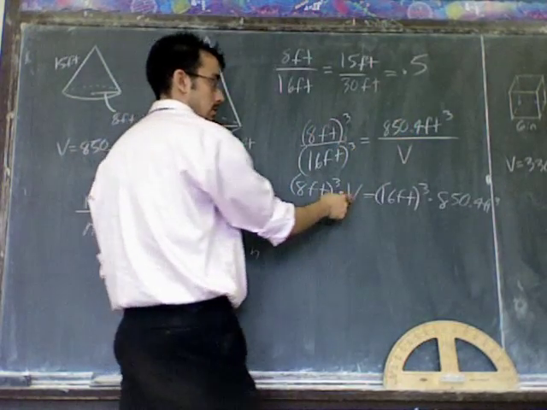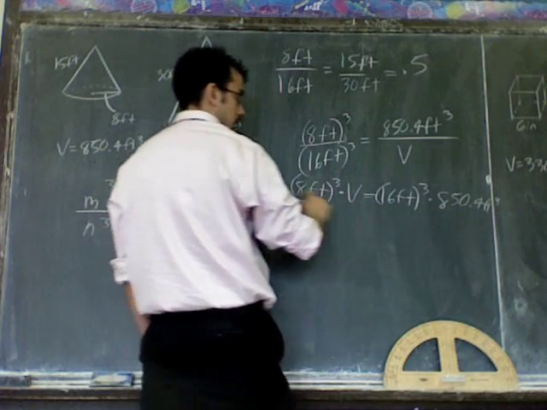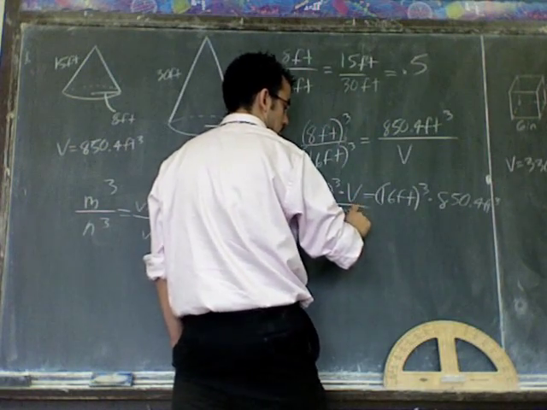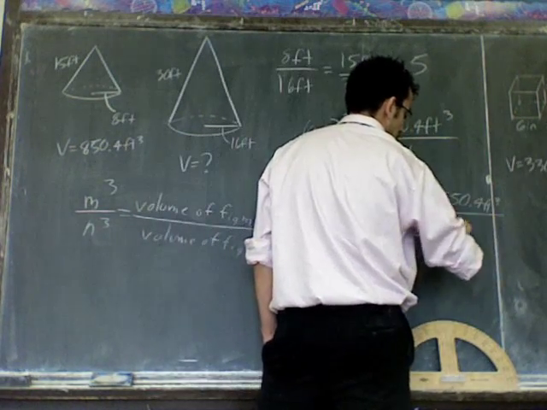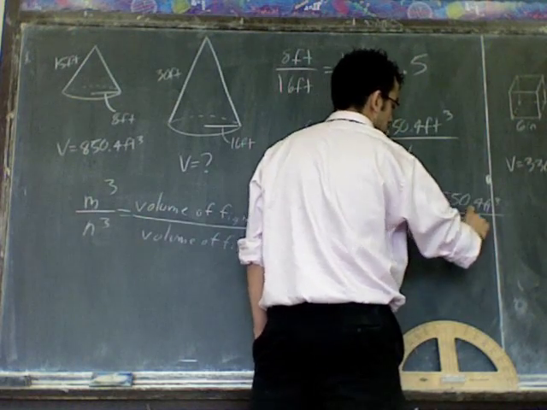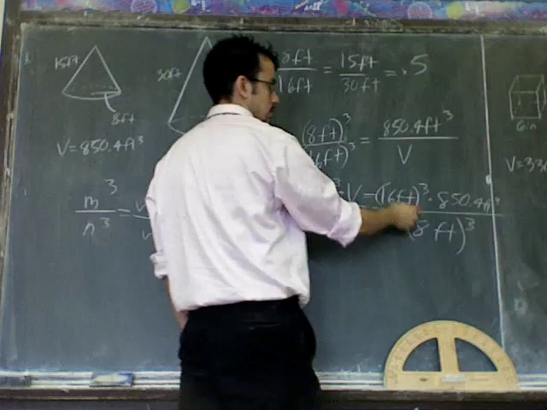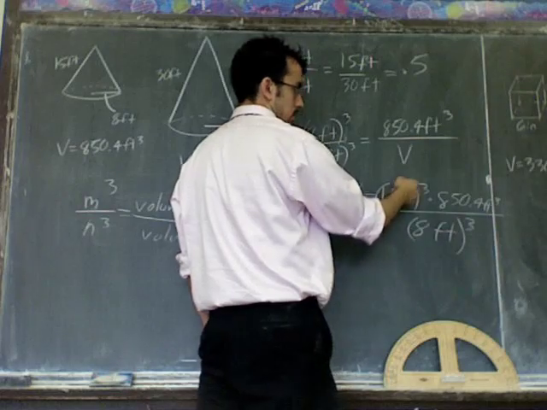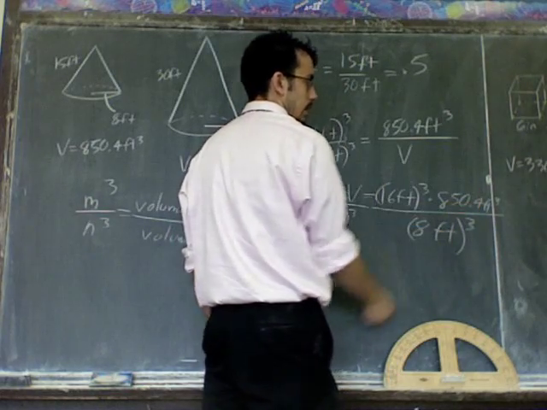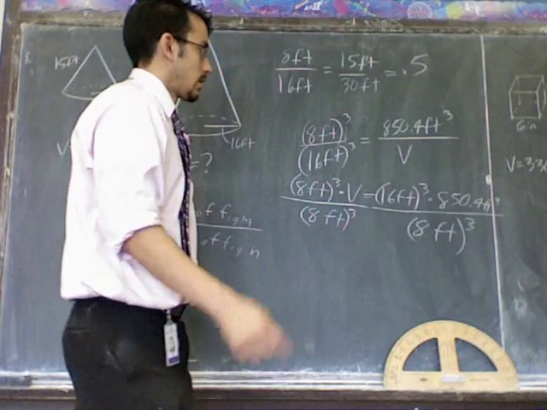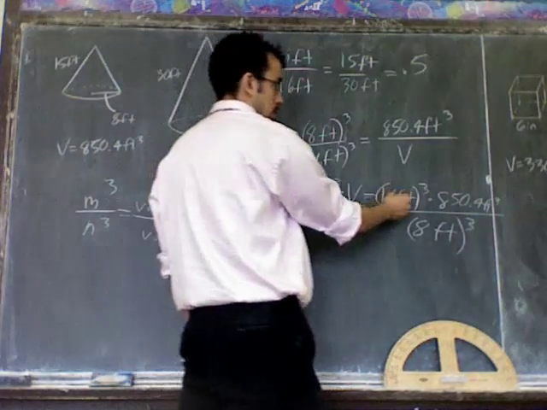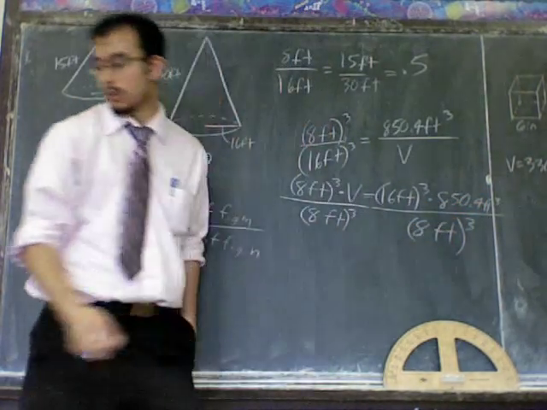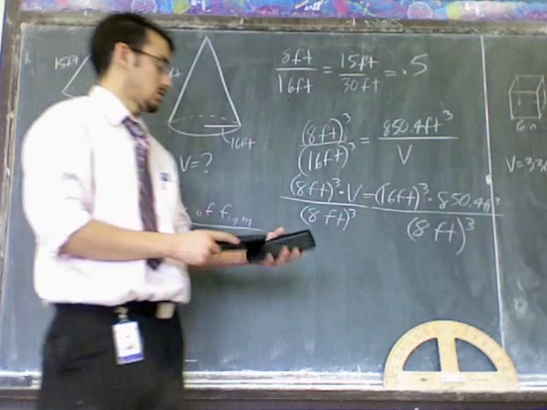Solving is pretty easy. You want to get v alone, so you will divide by this, 8 feet cubed. In class, I know we left out the units, and that's fine. You'll just have 16 cubed, 8 cubed, and 850.4. And then all you've got to do is divide. 16 cubed times 850.4 divided by 8 cubed. When we do that, we will get our answer.